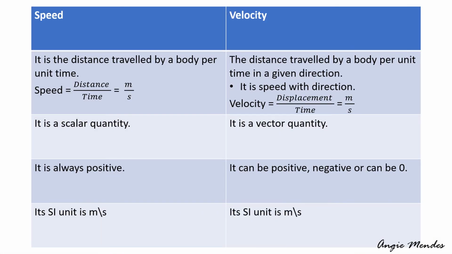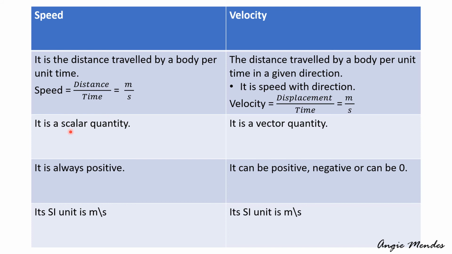Now here are some points of difference and point of similarity too between speed and velocity. Speed is the distance traveled by a body per unit time, and it is given as distance upon time. The SI unit is meter per second. Velocity is the distance traveled by a body per unit time in a given direction. Velocity is given as displacement upon time. Its SI unit is also meter per second.